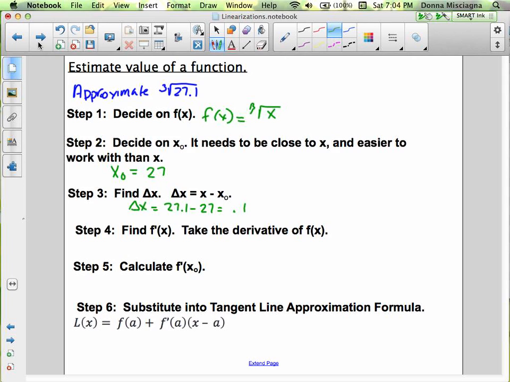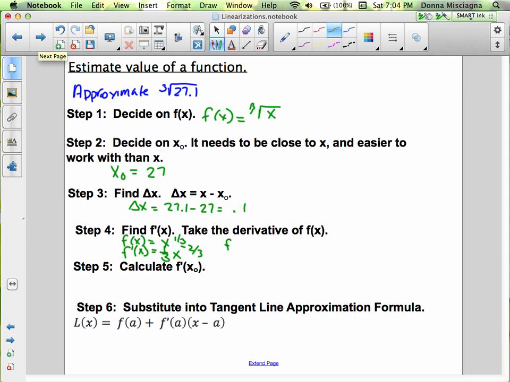If the value you're approximating is smaller, expect the change in x to be negative. If the value you're approximating is larger, expect the change in x to be positive. Right? All right, so now we want to find the derivative. So f of x equals x to the 1/3. Let's rewrite that. And so for the derivative, just use the power rule. The exponent moves in front, and reduce the exponent by 1. So 1/3 minus 1 would be negative 2/3.